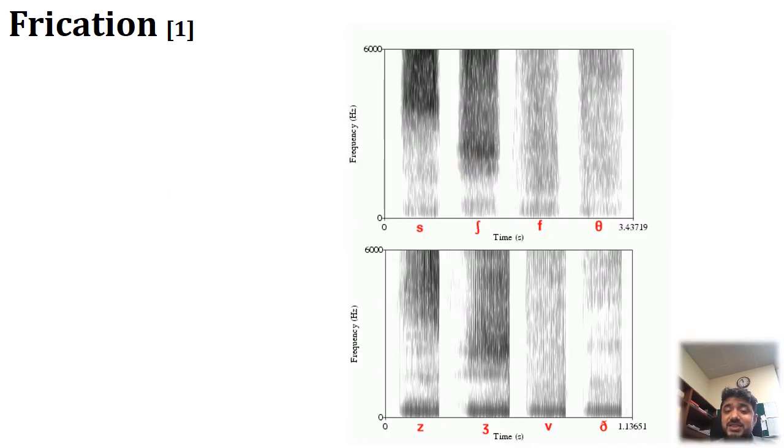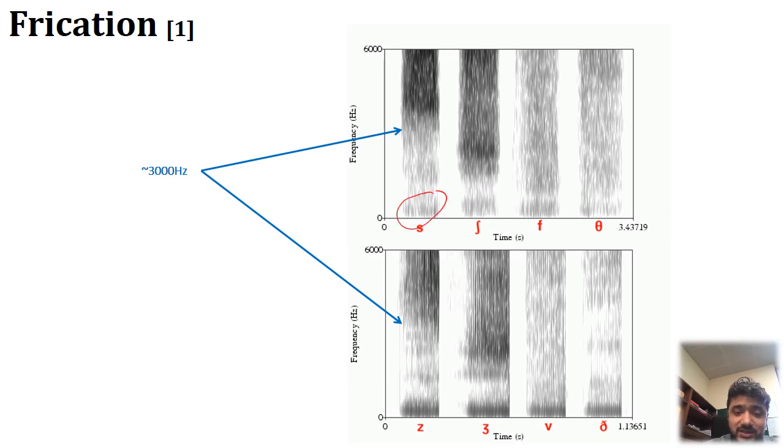These are now your sa, sha, fa, and tha, and you have your za, ja, va, and tha, the. So this is your the, and this is your tha, and in between them you can clearly see that this one has very high frequency noise, around 3000 hertz. Noise begins around 3000 hertz in the case of sa and za, and you don't have voicing here and you have voicing here, which will also be indicated in the time domain plot. We don't have the time domain plot here, but it would be a very clear indicator of whether there is voicing or not.